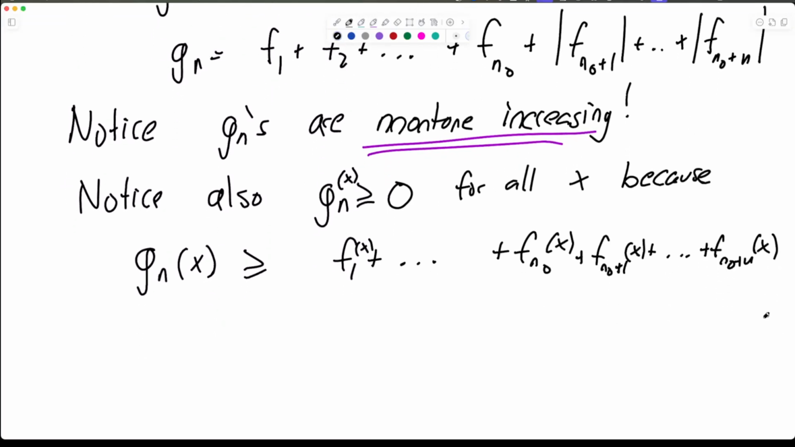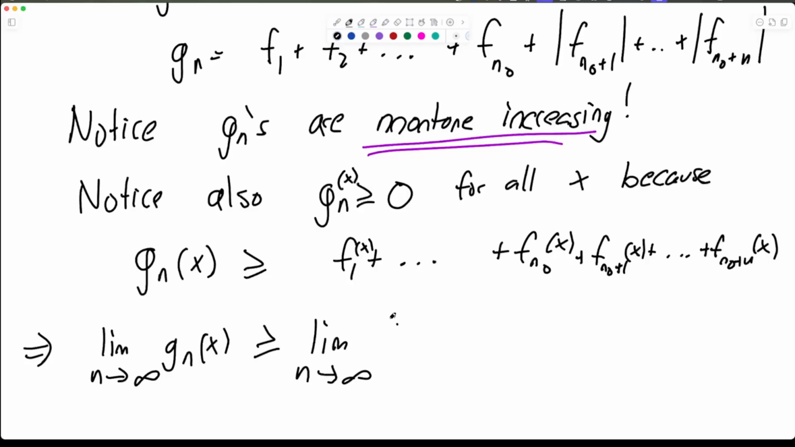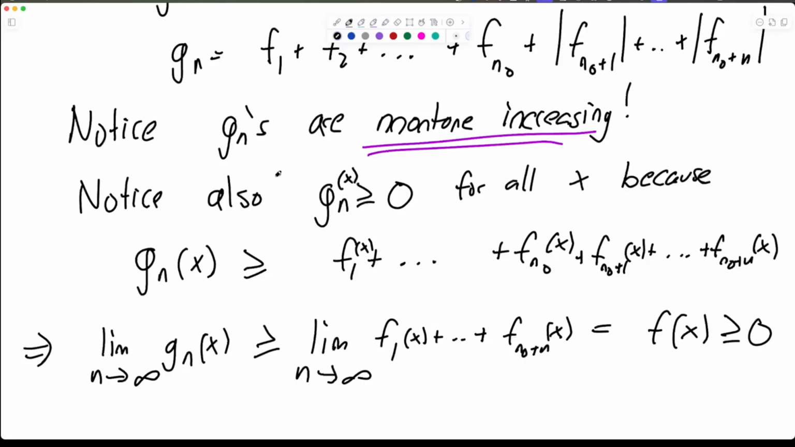And so now I take the limit of both sides, the limit as n goes to infinity. Therefore, the limit as n goes to infinity of Gn of x is greater than or equal to the limit as n goes to infinity of f1 of x plus dot dot dot plus f n naught plus n of x. And this thing is getting really, really close to f of x. And f of x we said is greater than 0. That was given in the problem. So the Gn's are increasing and increasing. They end up at something that's bigger than f. And so because f is bigger than 0, the Gn's end up being bigger than 0 too.